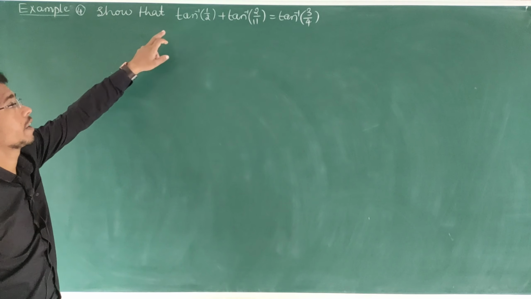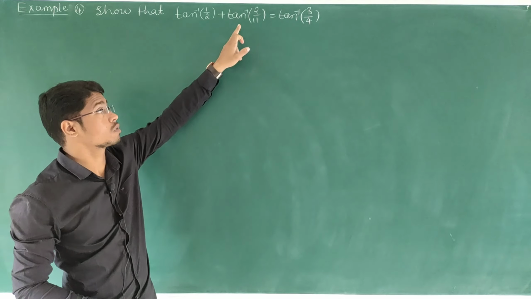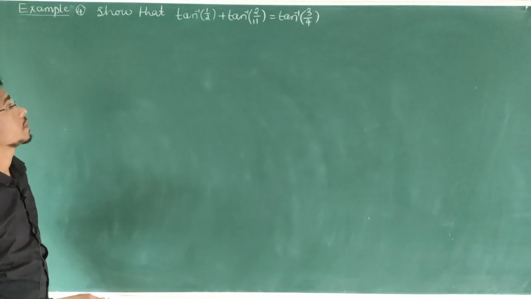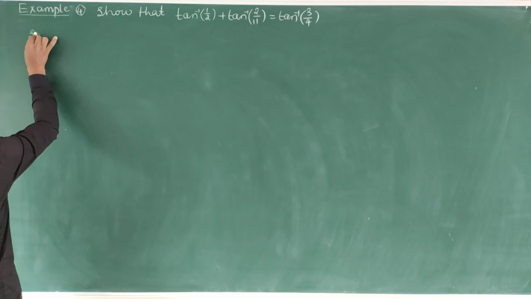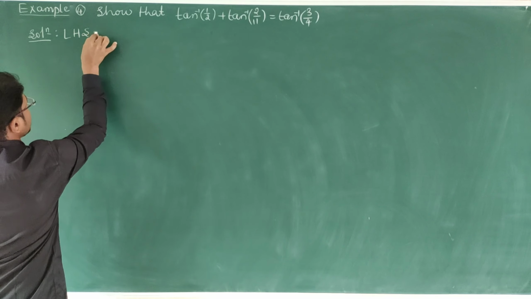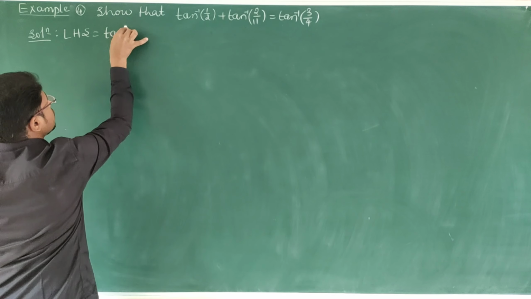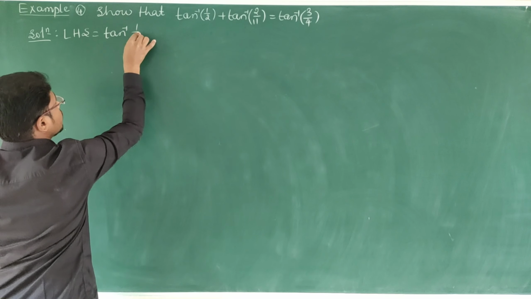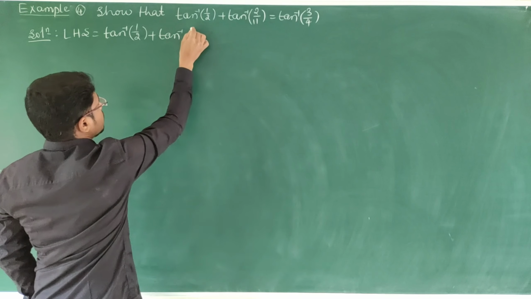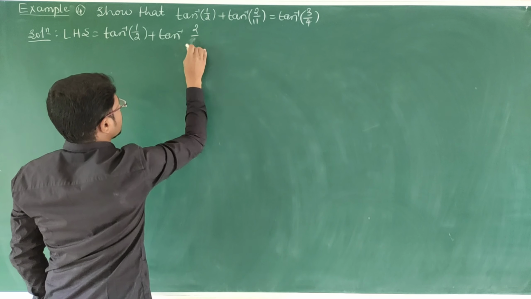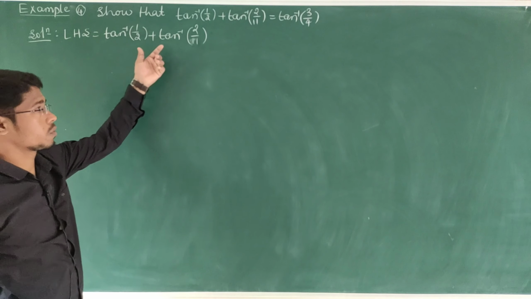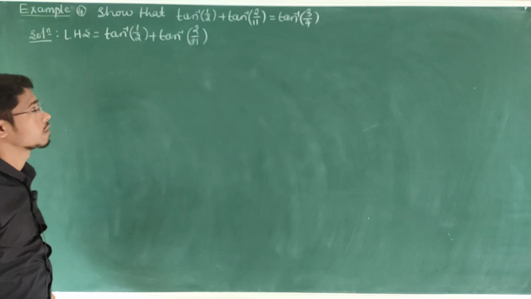Show that tan inverse of 1 by 2 plus tan inverse of 2 by 11 is equal to tan inverse of 3 by 4. Okay, see solution. I will consider the LHS. Tan inverse of 1 by 2 plus tan inverse of 2 by 11. Using these two I have to show that tan inverse of 3 by 4 first.